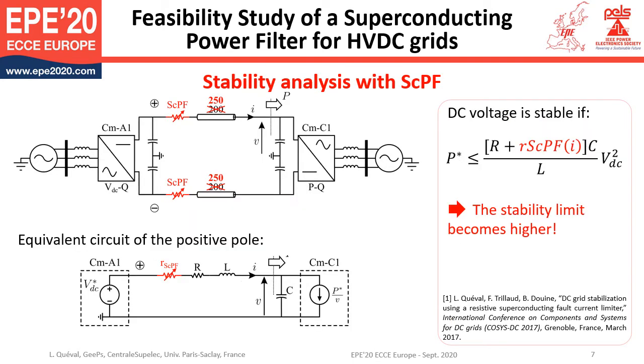The superconducting power filter is connected in series with the positive and the negative poles. The device critical current is designed to be equal to the current around the stability limit. As a result, when the power increases above the stability limit, the current increases above the critical current, and the device becomes resistive. In first approximation, the resistance of the superconducting power filter adds to the resistance of the pole. The stability limit becomes higher.